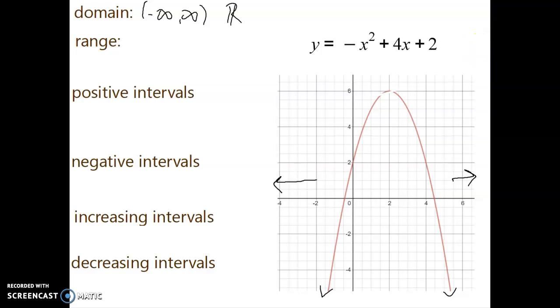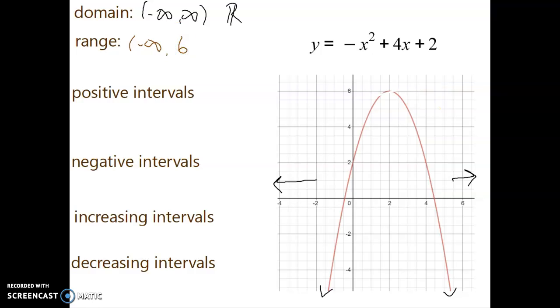All right, now how about range? You remember range was bottom to top. Okay, so lowest that this graph goes, those arrows tell me it's going to negative infinity. And the highest this graph goes, if I go up, it's going to stop right here, which you remember from your vertex. You can look back. The y value of the vertex was 6.